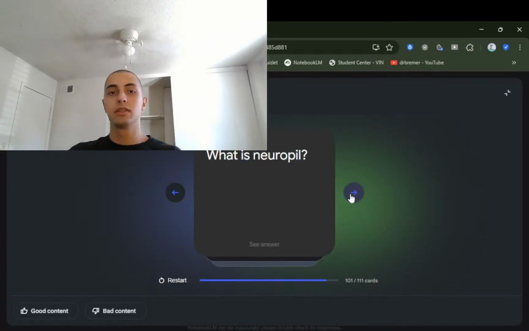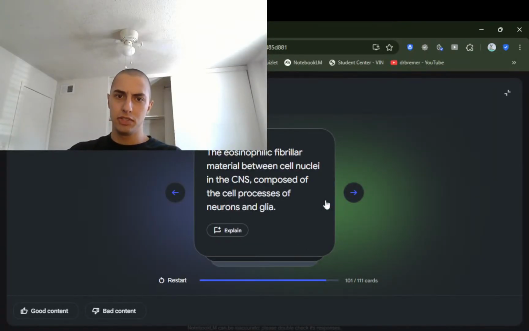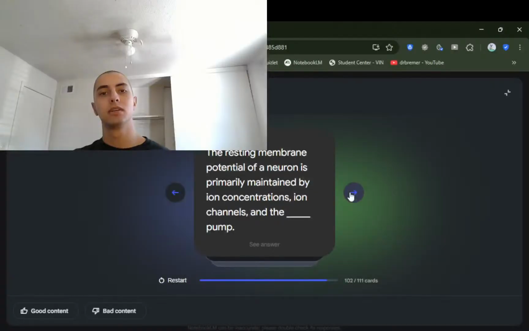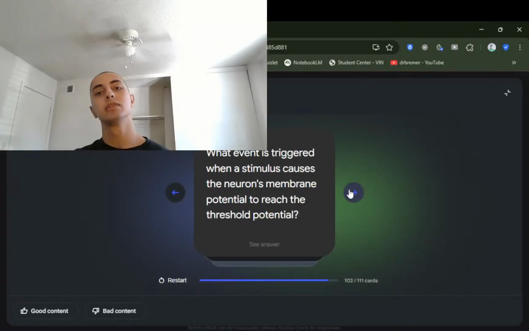Okay. What is neuropil? Neuropil is the eosinophilic fibrillar material between cell nuclei in the CNS, composed of the cell processes of neurons and glia. The resting membrane potential of a neuron is primarily maintained by ion concentrations, ion channels, and the blank pump. Ion pump, calcium pump. Okay, no, it's the sodium-potassium pump.